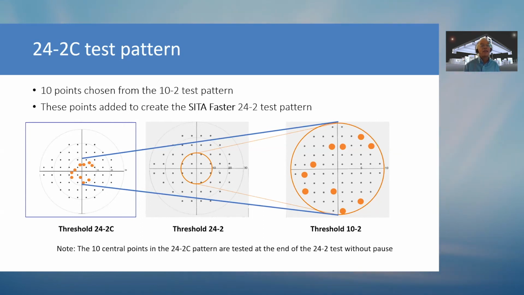Now, ZEISS put that out running on the SITA Faster strategy. So it's a relatively quick test, even though it has 10 more points than the 24-2. And the other important thing to note is that those 10 extra points are run at the end of the test. And that's important to keep the unique 24-2 test for utilization in the GPA analysis. And we'll talk about that in a little bit.